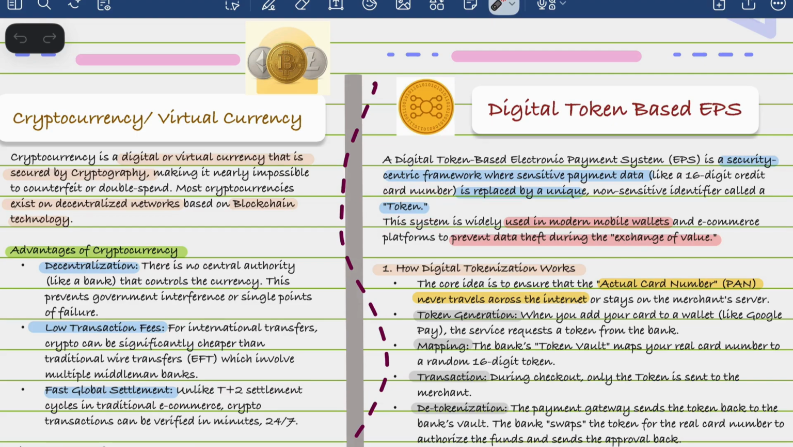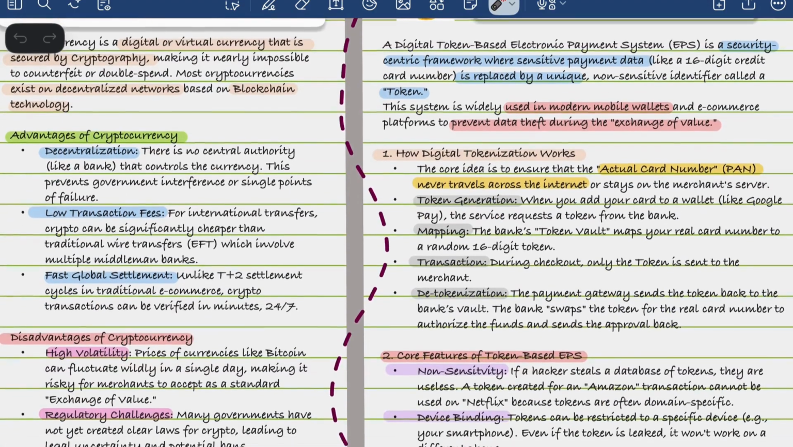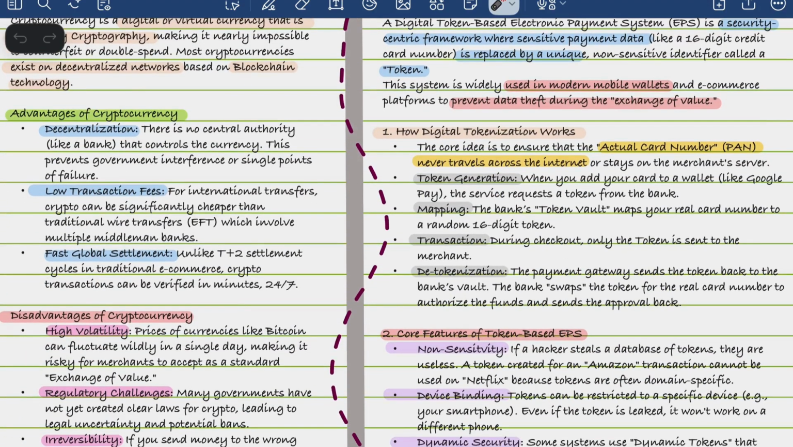So the core objective over here is to guarantee that your actual card number never travels over a public internet or ever sits vulnerable in your merchant's local database. So let's see how the exact 4-step life cycle of tokenization happens. The very first step is token generation.